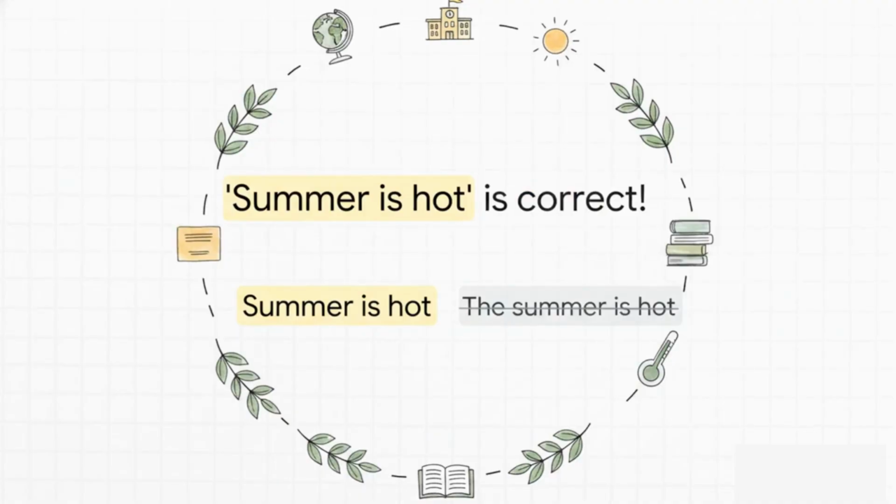So, what's the final verdict? We're back where we started. The correct sentence is, summer is hot. Why? Because it's a general idea. And there you have it. It's pretty wild, isn't it? How just one tiny 3-letter word can completely change what you're trying to say.